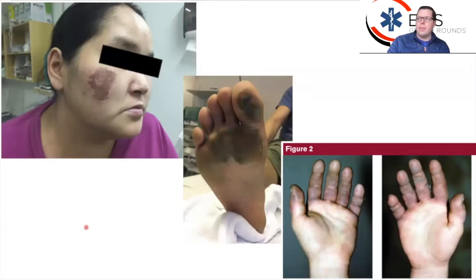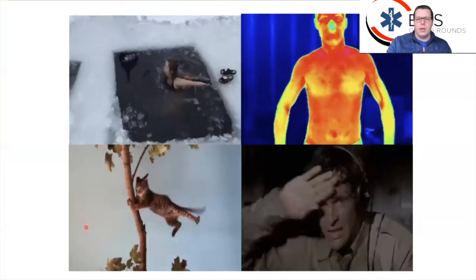And also, like a burn, it can be hard to figure these things out right away, like what degree of frostbite they actually got, until the body has a chance to warm up and demarcate, and then you can actually see what the effects are. But right away, it's difficult to grade these things to start off with.